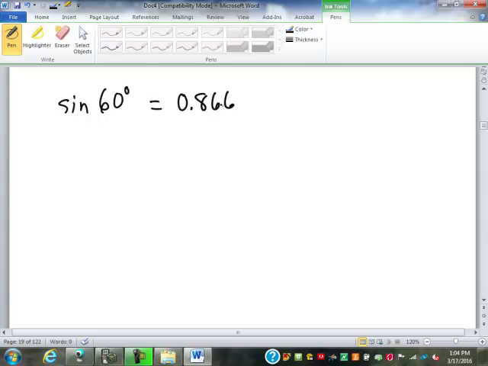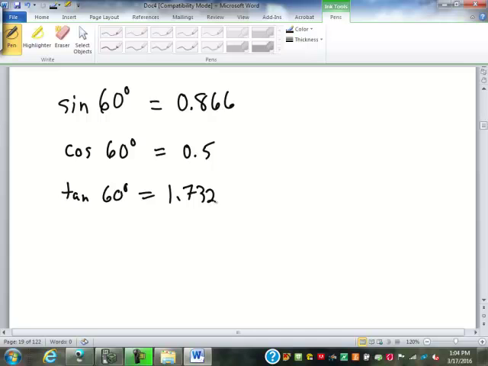So try it again. Sine of 60 to make sure you get 0.866. How about cosine of 60 degrees? You get 0.5. Did you get 0.5? Okay, now I'm going to erase you for this one. Tangent of 60? Alright. So 1.7.